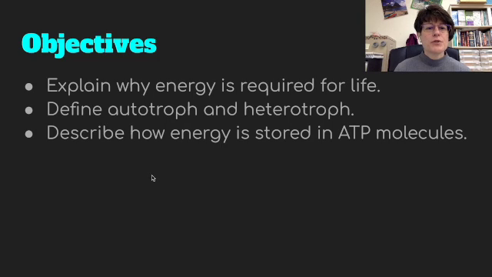So our objectives were to explain why energy is required for life and define autotroph and heterotroph and describe how energy is stored in ATP molecules. And just as far as the energy required for life, just everything requires energy. All the processes performed by the cell to build things. Even in your life, it's not at a cellular level, but everything requires energy if you're going to do anything. So, just energy is the ability to do work. In order for the cell to do work, it needs energy.